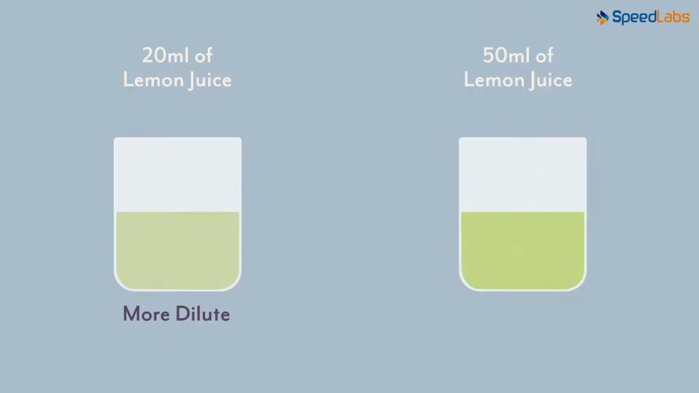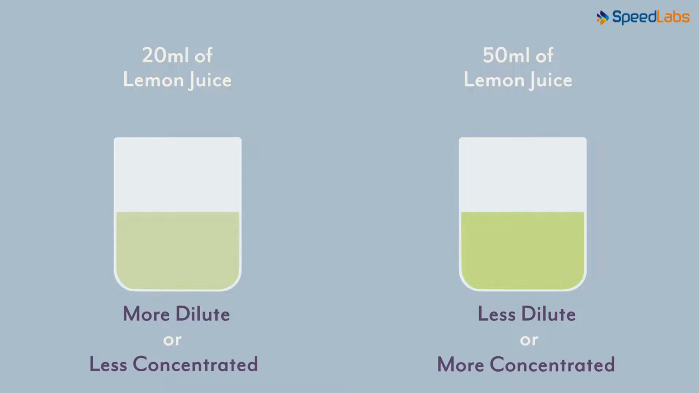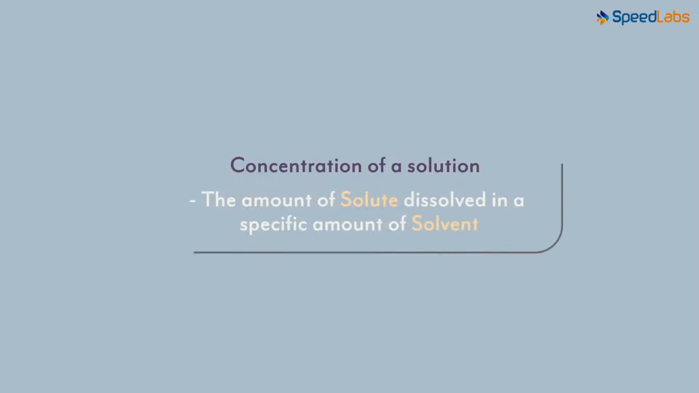So if we have two beakers each containing 100 ml of water, and in the first beaker we put 20 ml of lemon juice, while in the second we put 50 ml of lemon juice, we say that the first solution is dilute as compared to the second one, or the second one is more concentrated as compared to the first one. So what exactly is concentration of a solution? The amount of solute dissolved in a specific amount of solvent gives us the concentration of a solution.